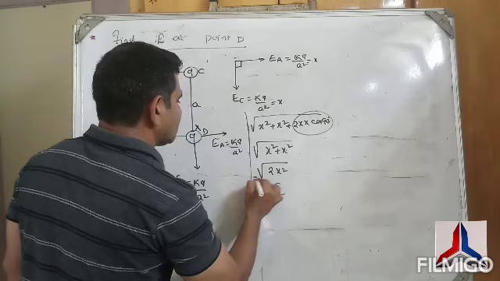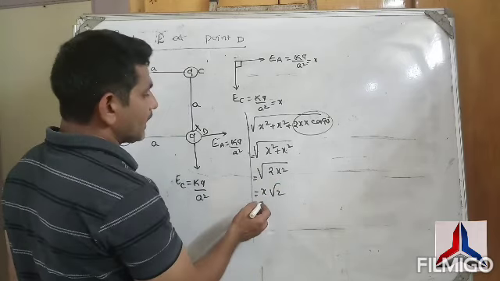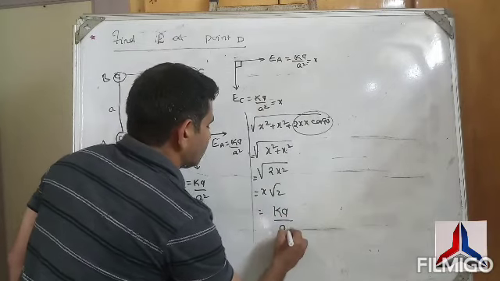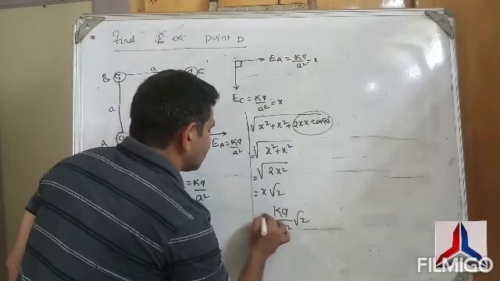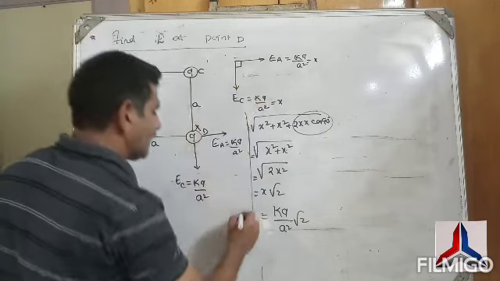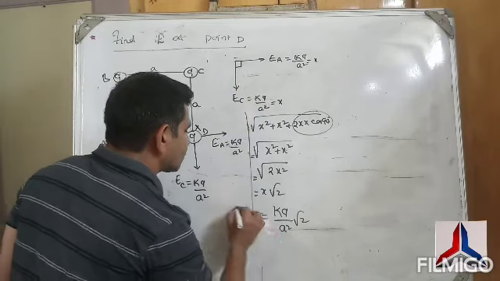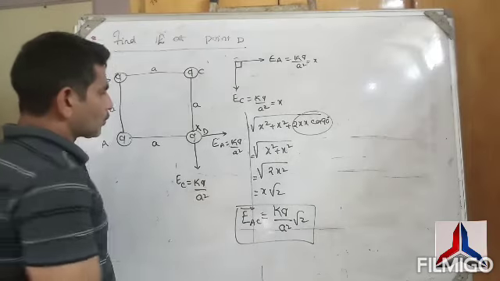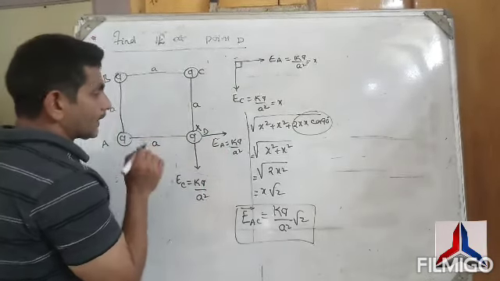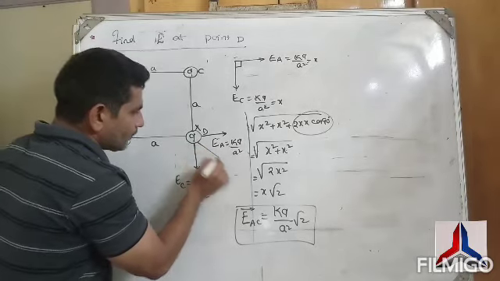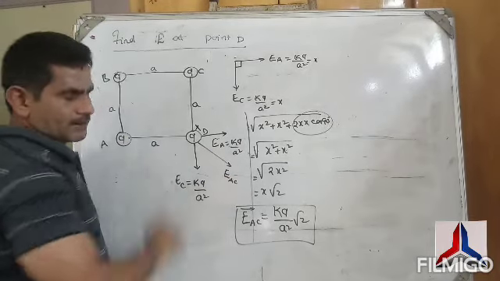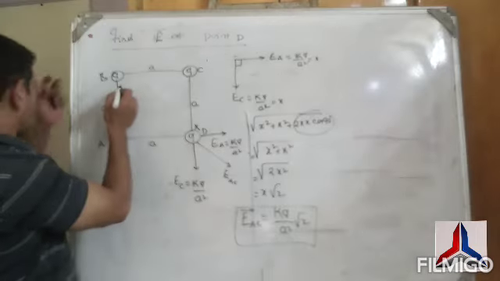So that value is, X is what? KQ by A square into root 2. That is the resultant of A and C. I would like to say EAC can be KQ by A square root 2. So if these two are equal and perpendicular, the resultant is lying in between them. So angular bisector.